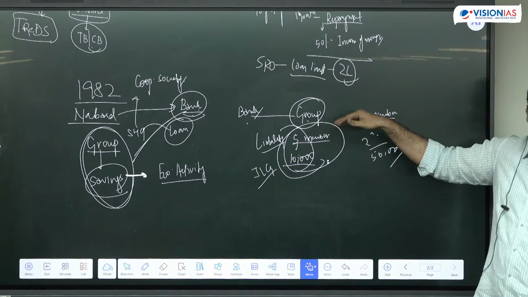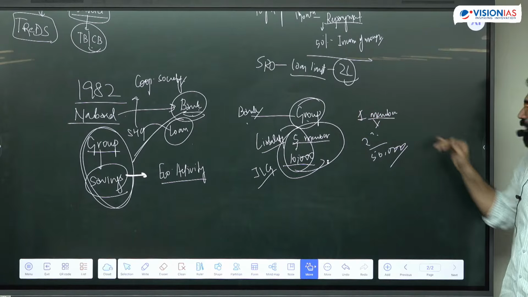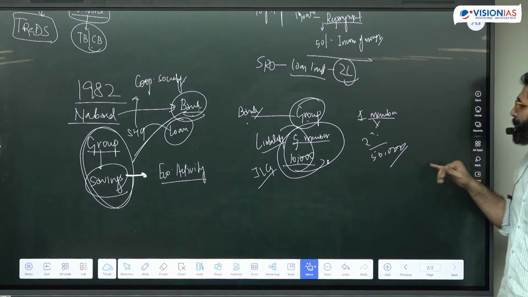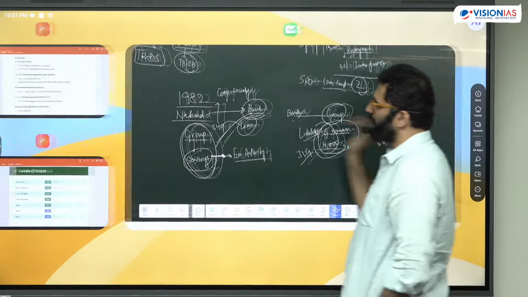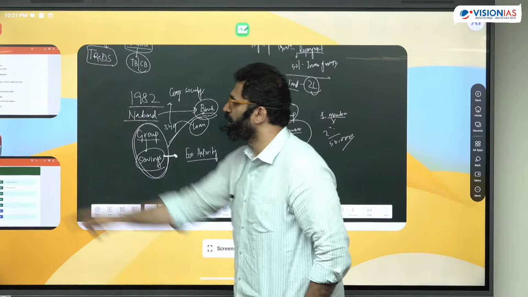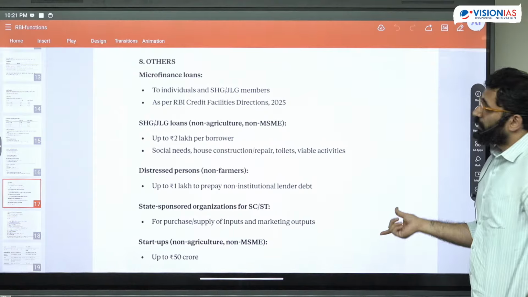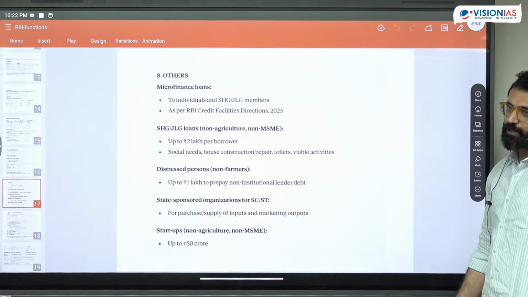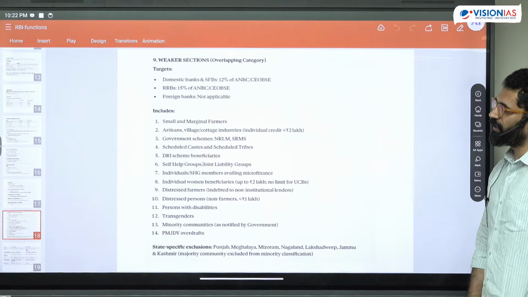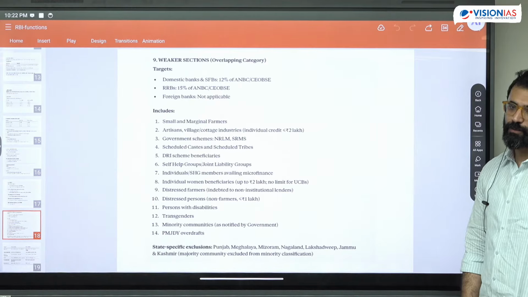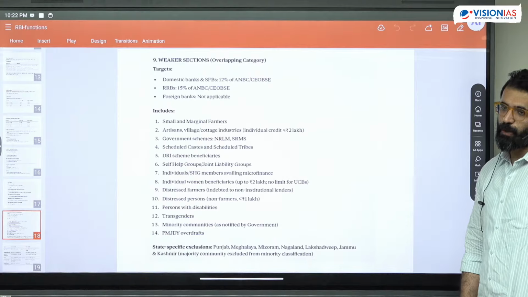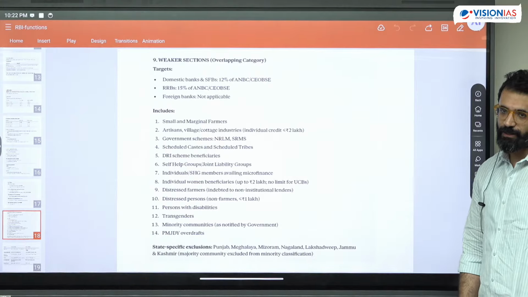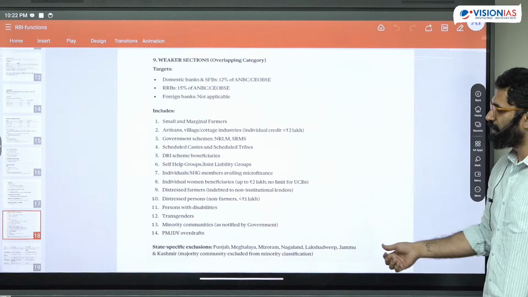I hope joint lending group is clear. Joint lending and self-help group. Now these small nuances of joint lending, self-help group is again the other category, 4 categories which are included under others. And finally, these are the weaker sections. Weaker sections, what all is included? Since weaker sections has a 12% priority sector loan limit, who all are included under weaker sections?